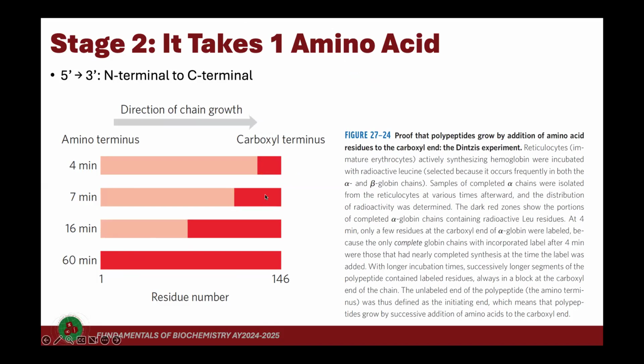So remember, they analyzed completely synthesized globin chains. If they analyze these chains early on, like 4 minutes from the time they introduce the radioactive leucine, it means most of the globin chains are almost finished with their synthesis, and then only a few radioactive leucines were incorporated near the tail of the polypeptide chain, and so on.